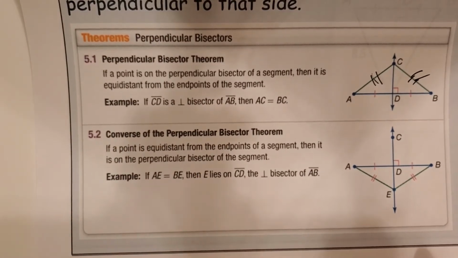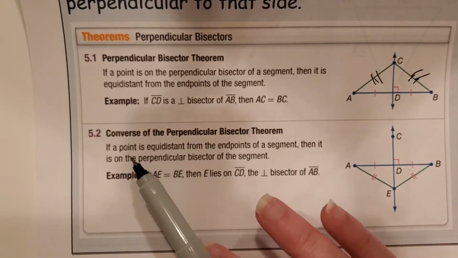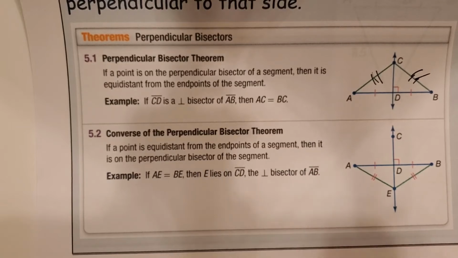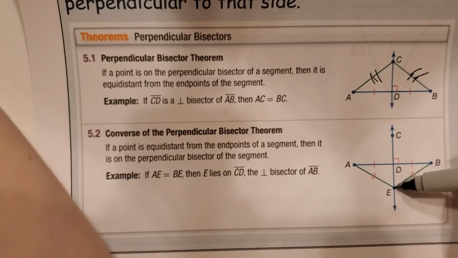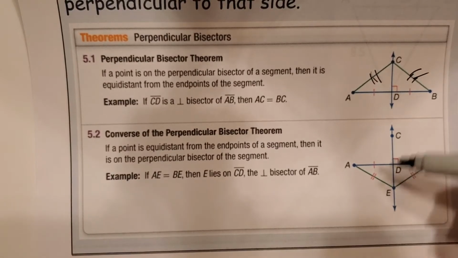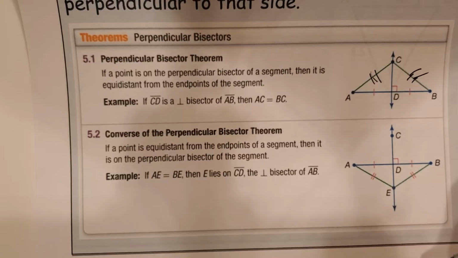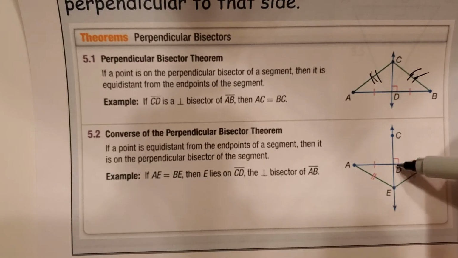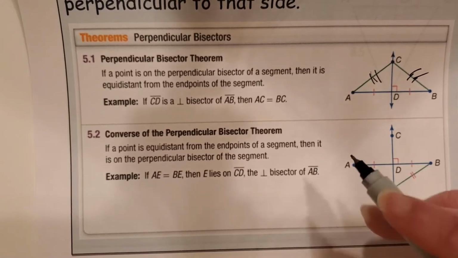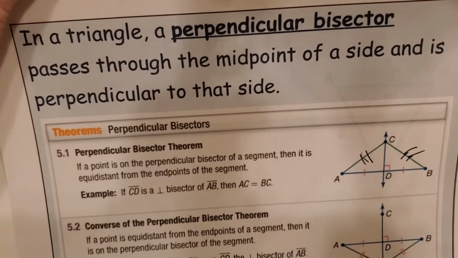And then the converse, hopefully we remember what a converse is. You take the hypothesis and the conclusion and switch them. So if you know that a point is equidistant from the endpoints of a segment, then it is on the perpendicular bisector of the segment. We'll talk about point E this time, down here. If you know that AE is congruent to EB, then that lets you say segment ED is a perpendicular bisector of AB. That's what these are saying.